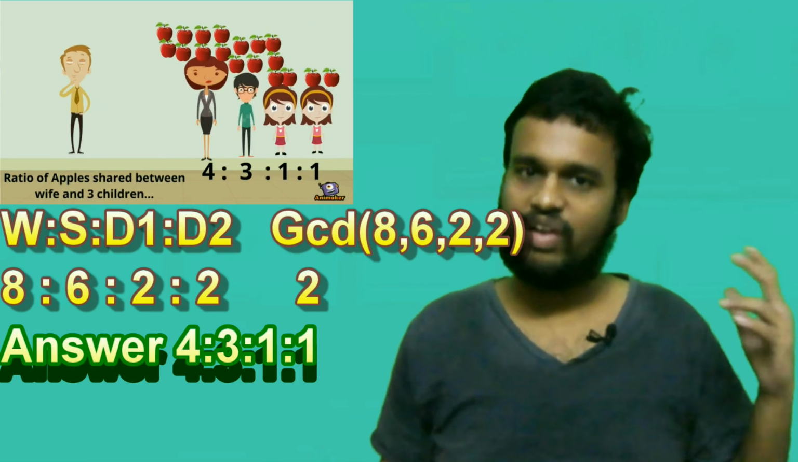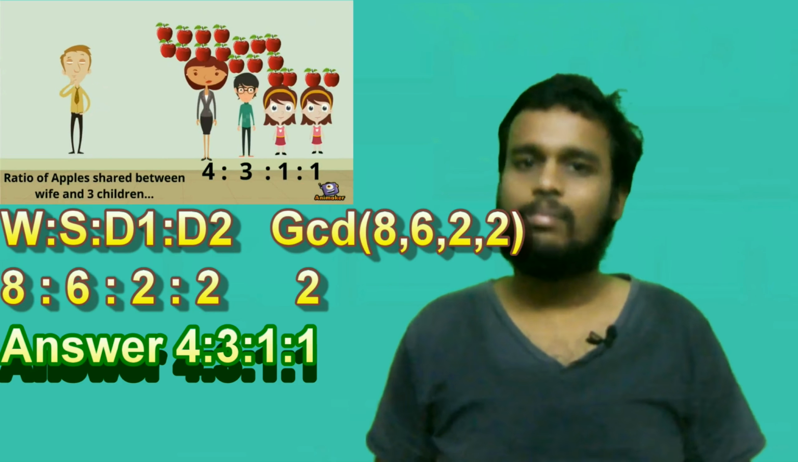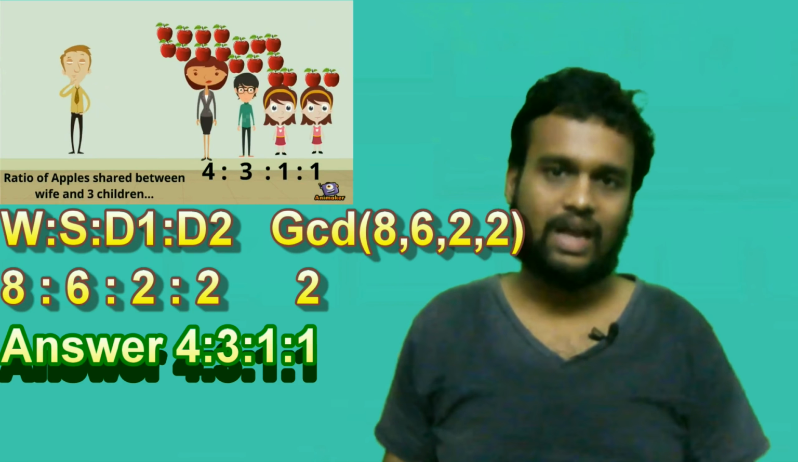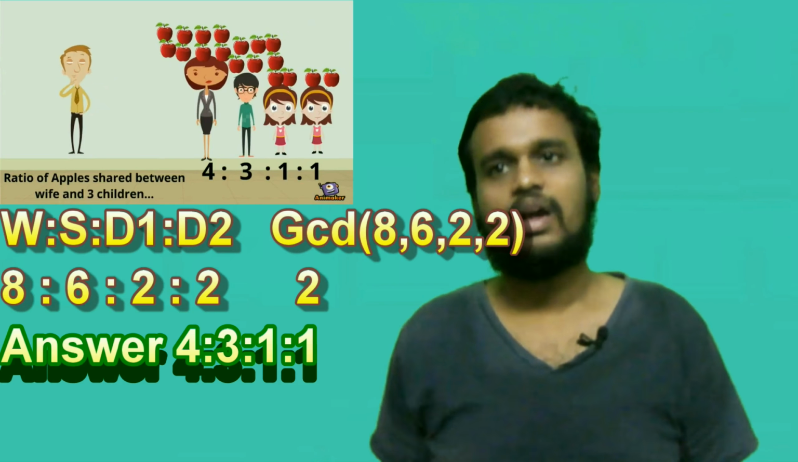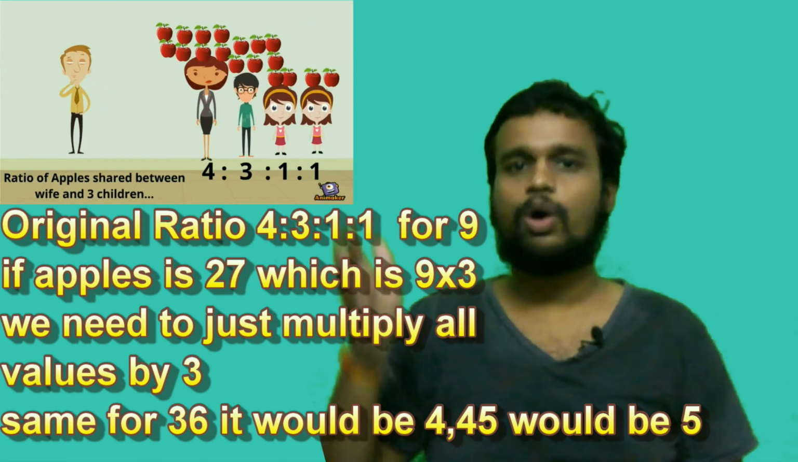As already told, while first writing, you should write 8 by 18, 6 by 18. But after writing it, all the 18s would be cancelled because the denominator is the same. That's the basic concept. The father has bought 9 apples. 4 should go to the wife, 3 for the son, 1 and 1 for the daughters.